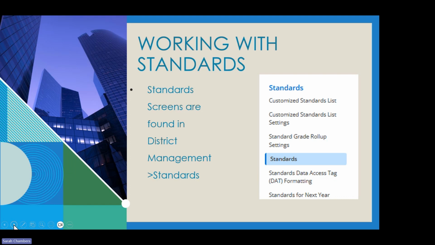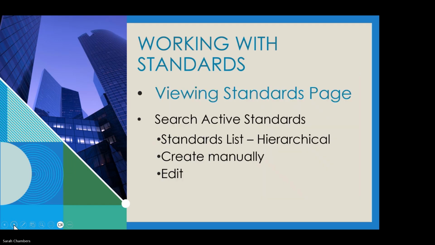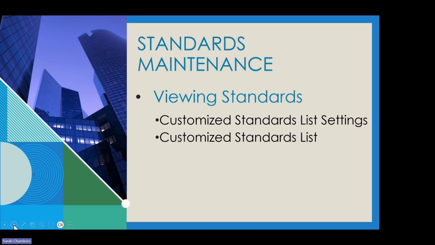This is also the screen where I see my standards for next year. So going back to my standards page, that's where I can search active standards. I see my hierarchical list. I can create standards manually, or I can edit. Customize standards list settings, customize standards list where I'm searching for my inactive or a standard I can't find if I'm searching on the standards page. And it lets me do some filtering.